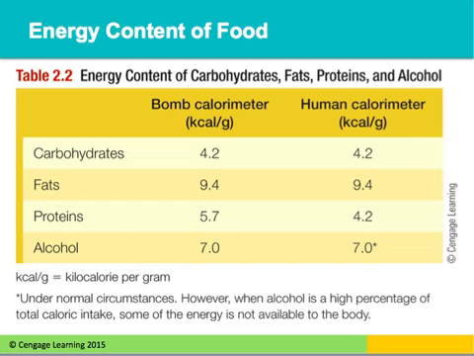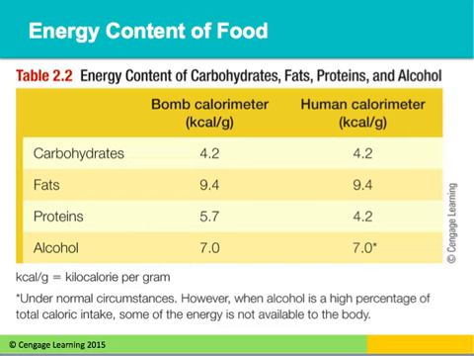When we're looking at what's produced from the bomb calorimeter versus how humans metabolize the energy in food, we can see that there is a difference. Carbohydrates produce about 4.2 calories per gram in the bomb calorimeter. Pretty similar in humans. We can pretty much metabolize carbohydrates and get all the energy from there. Fats are about 9.4 in the bomb calorimeter. Humans, 9.4 as well. Proteins, this is where it differs.